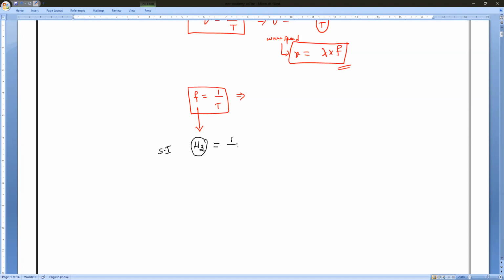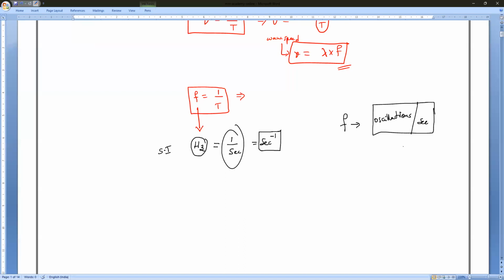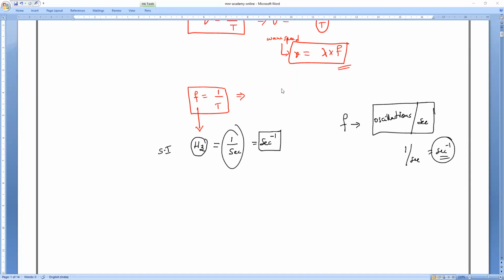Unit of time period. Seconds. So Hertz is 1 by second, can I write it as second inverse? Are you clear? That is only called second inverse. Understand? So frequency means oscillations per second. Oscillations means we can take one oscillation per 1 second. I will write it as second inverse. Clear? So that is only called frequency.